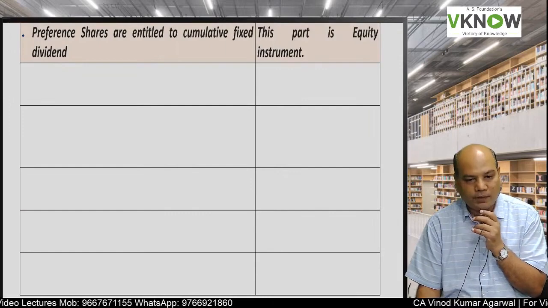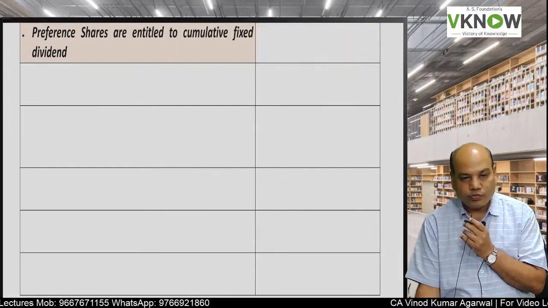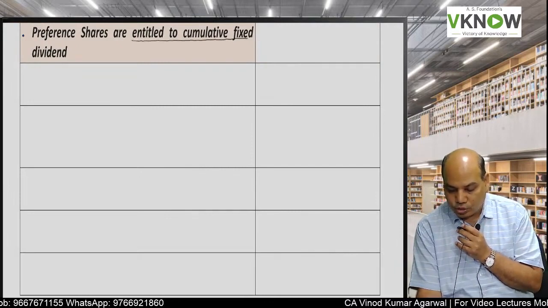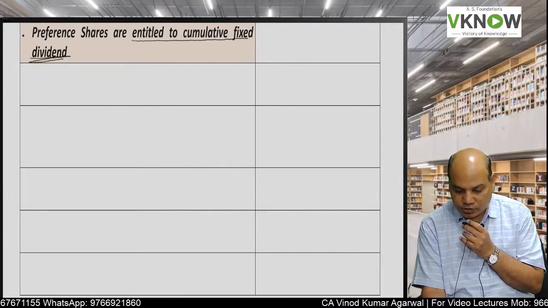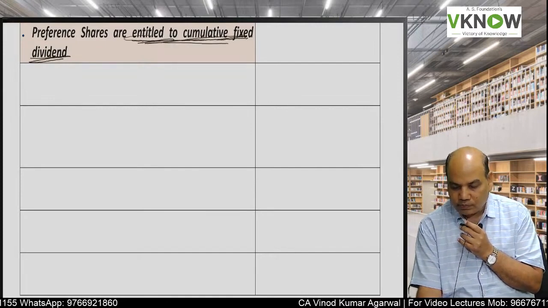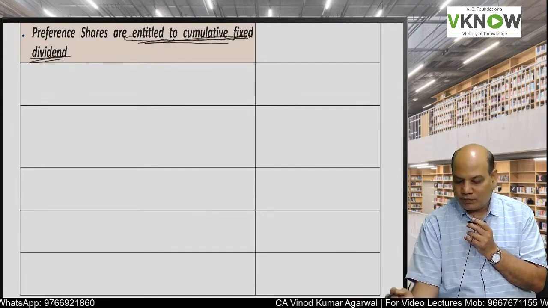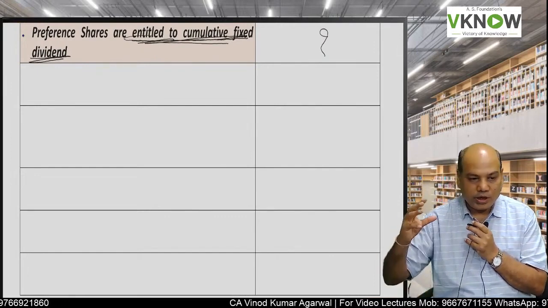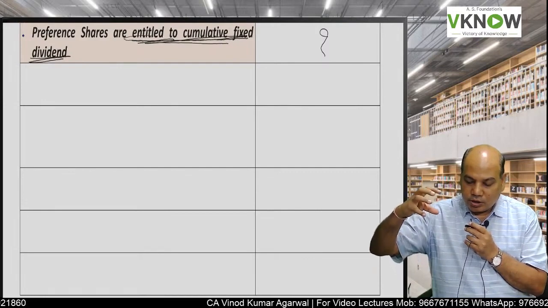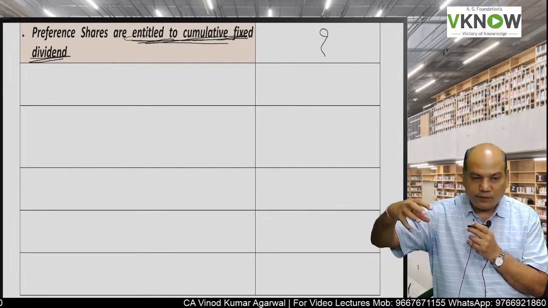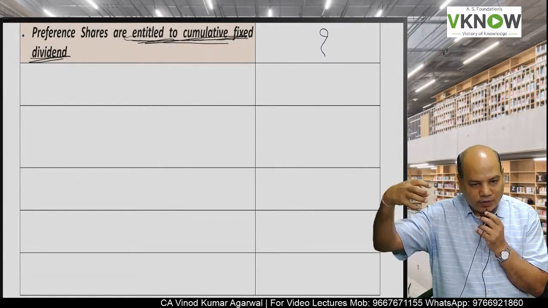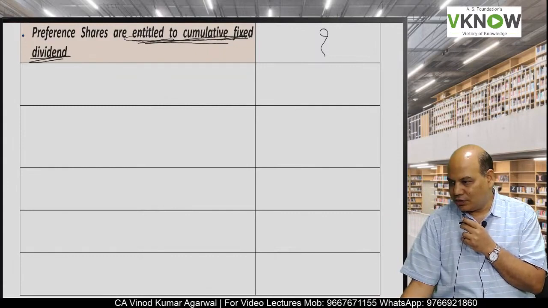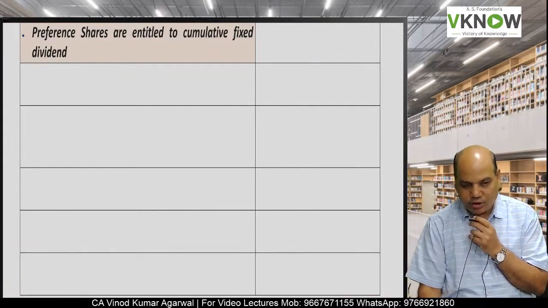Some more examples on preference share. You have to participate and answer. Preference shares are entitled to cumulative preference dividend, cumulative fixed dividend. I will give you 100 rupees if you give me the correct answer. Preference shares are entitled to cumulative fixed dividend, whether this entitlement is a financial liability or equity.